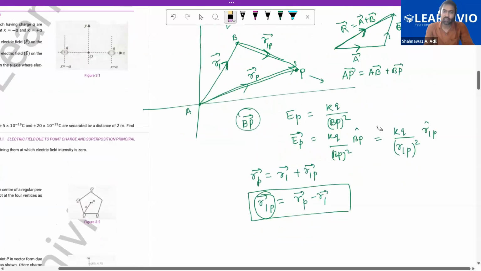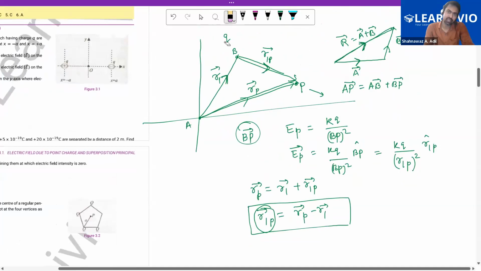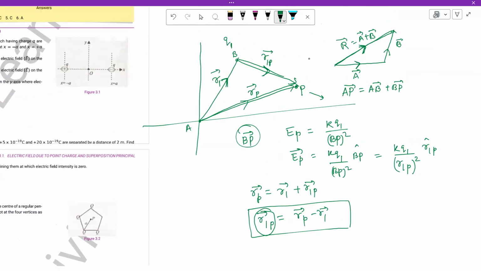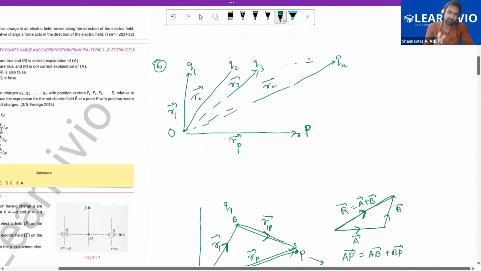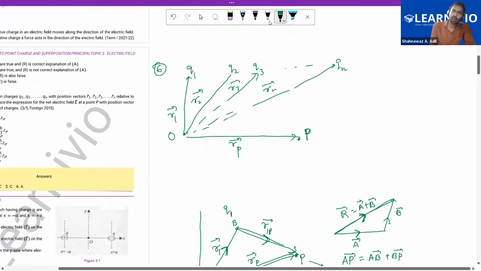This is due to one charge, right? Let's name it Q1, right? So this would be Q1, and yeah, Q. Clear up to this point? Yes, sir. So let's do the same thing in this scenario, right? So one position vector would be this one, or one displacement would be this one, right?